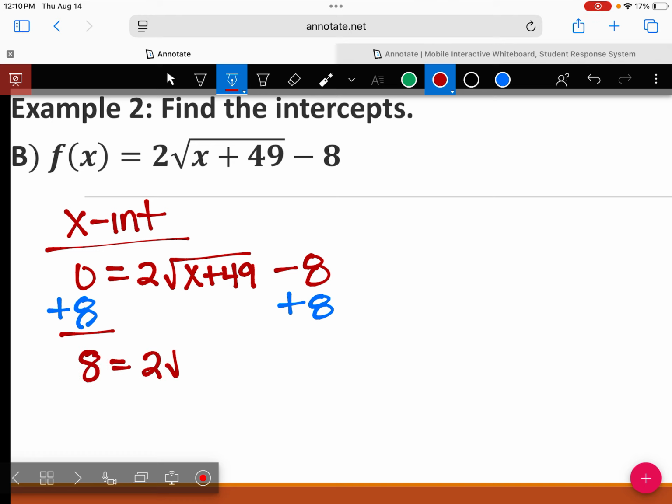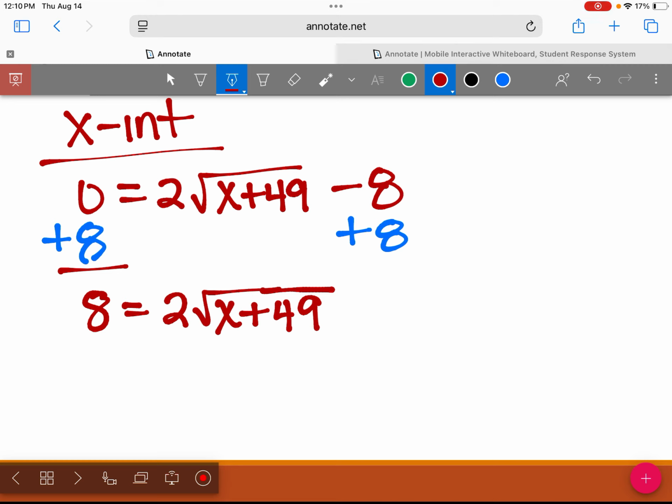And then that 2 is being multiplied. So how do I get rid of something that's being multiplied? What's the opposite of multiplication? Division. So I'm going to divide both sides by 2.